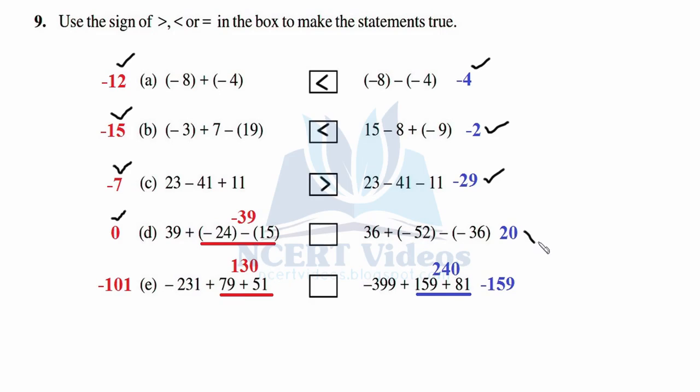Now it is very easy. 20 is greater than 0, therefore the sign will come towards the greater than sign. You have to open the mouth towards the greater sign. This is the trick to do it or to learn it.